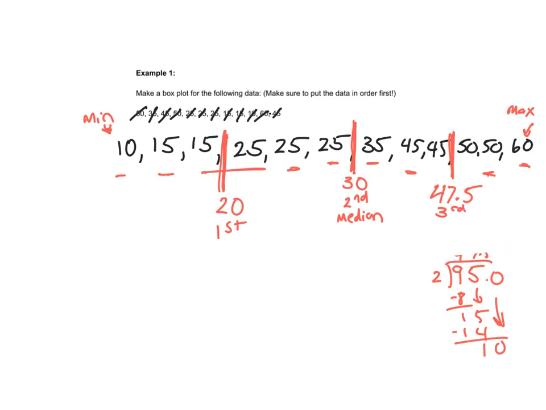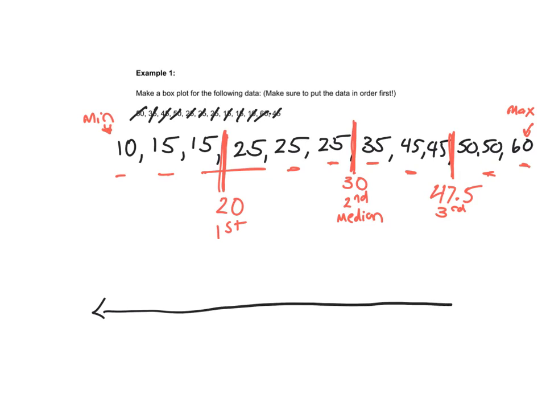Okay, so now we have all of the data that we need in order to make a box plot. So let's do that real quick here. All right, so first of all, we need a number line. Now remember, a number line, we know how to count. Don't forget how to count. Okay, this time we have to go all the way from 10 to 60.